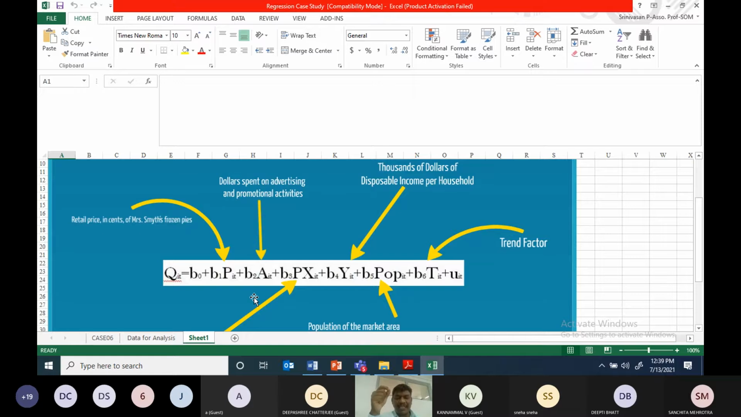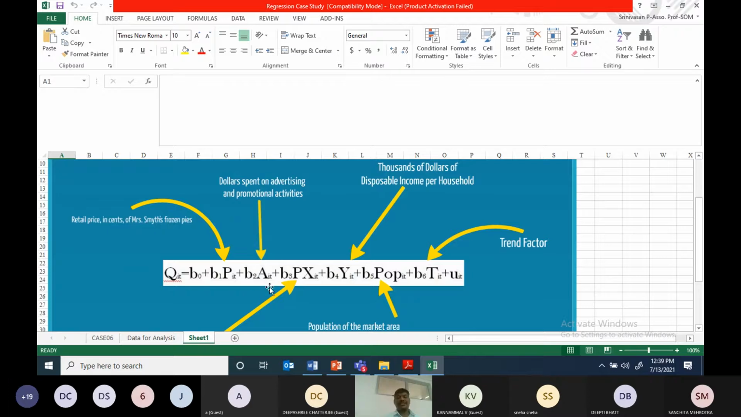So P stands for price. That is measured in terms of rupees. Please make a note. We will go for rupees. It's a foreign case study, but a beautiful case study. Go for advertisement. Advertisement is also measured in terms of rupees, nothing in 1000 rupees. Okay, rupees.